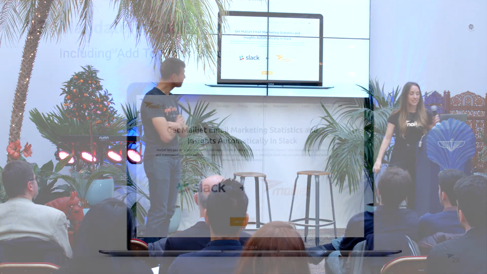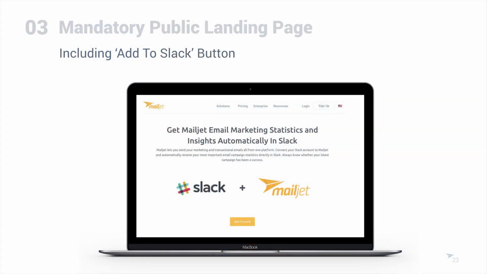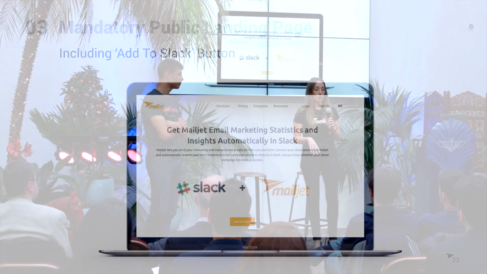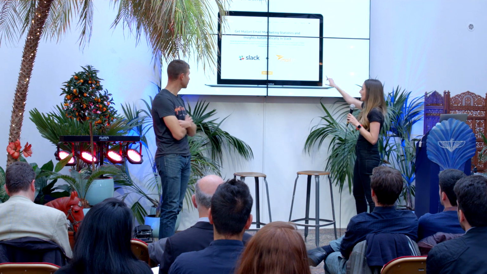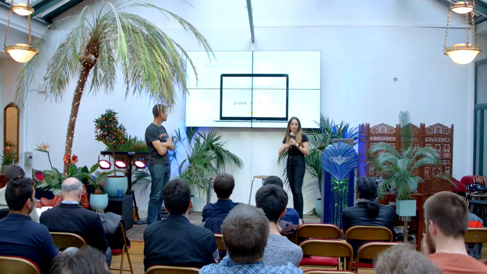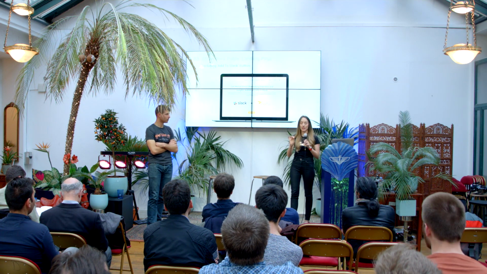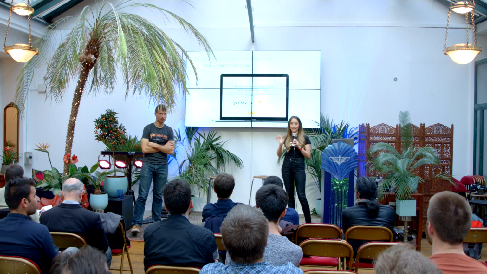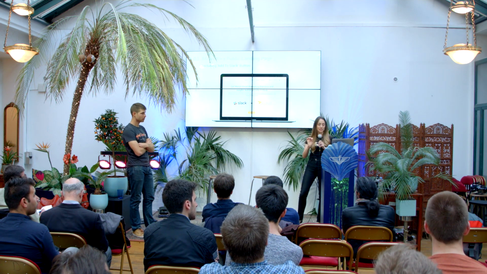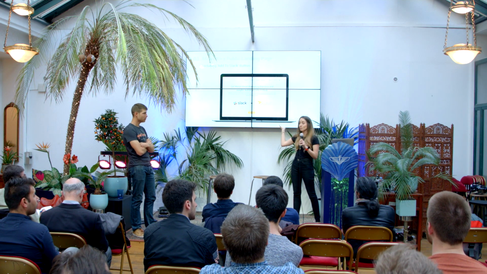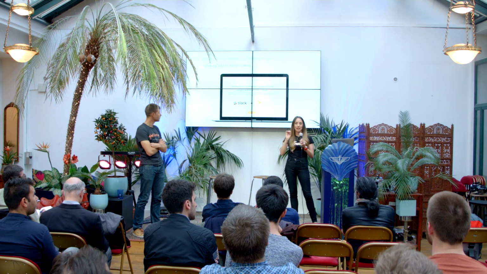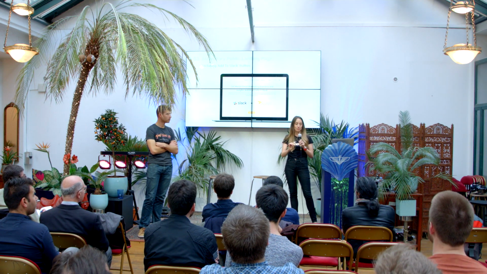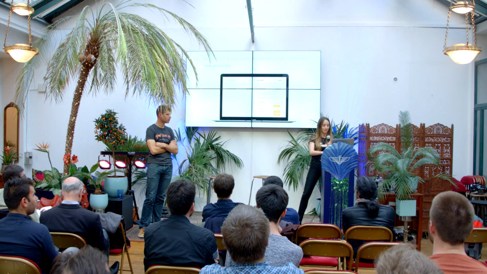One thing I want to let you know, for anyone building a Slack app: what you need to have in place no matter what is a public landing page. It's absolutely mandatory to have a public landing page with one simple button, which is Add to Slack. That button should be the first part of technically connecting your two accounts. The landing page can look however you want. This is a branded Mailjet landing page, but having a public landing page with an Add to Slack button is absolutely mandatory.